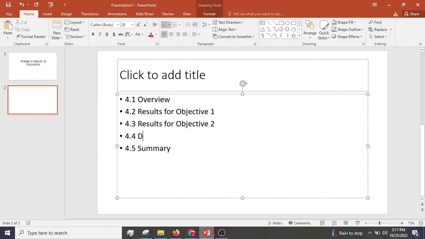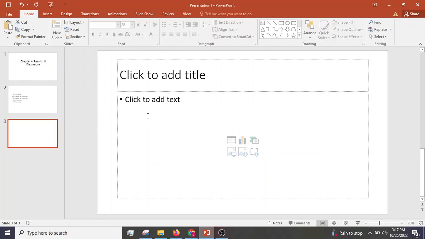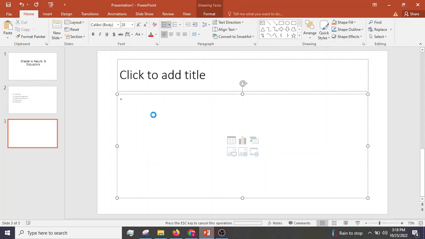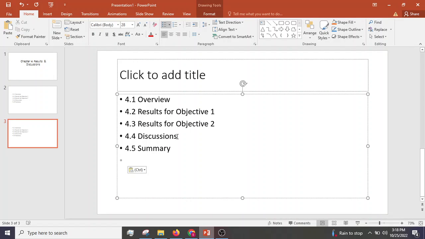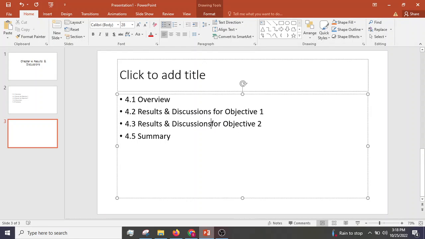And finally, you can include the discussions as a separate subtopic. This is the first option. The second option would be, you can actually merge the discussions, the results and discussion for each objective. This is also possible.